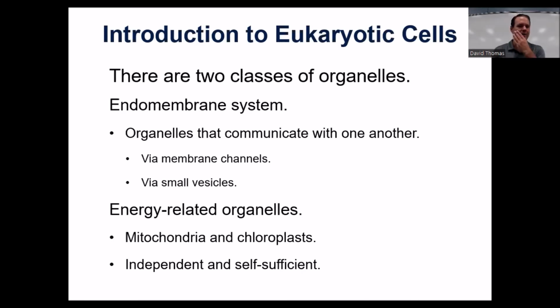This chapter divides the organelles into two main categories. One is organelles that are involved in what's called the endomembrane system. Endo meaning internal, and membrane is the composition. It's made out of membrane-type material structure. And so we'll see some examples of these as we go through.